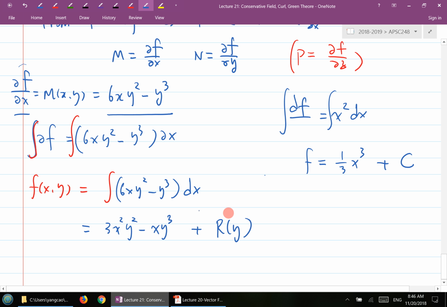The derivative of this with respect to x should give you back what? This part. So when you do the partial derivative of this result with respect to x, you should get back this function. That's called the antiderivative. So that's why we need a constant function of y here.